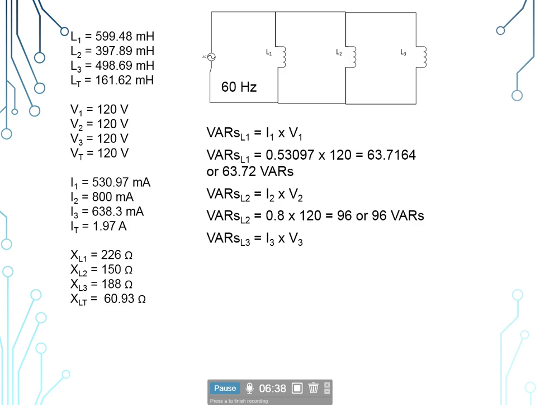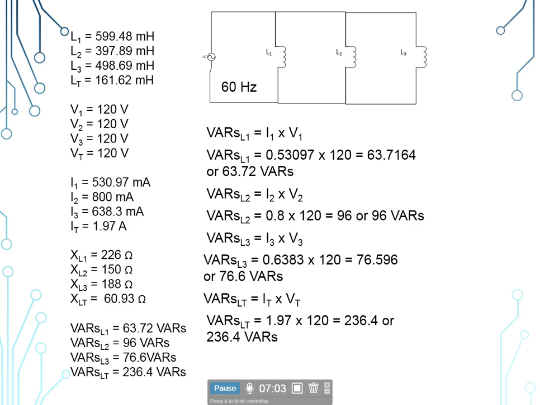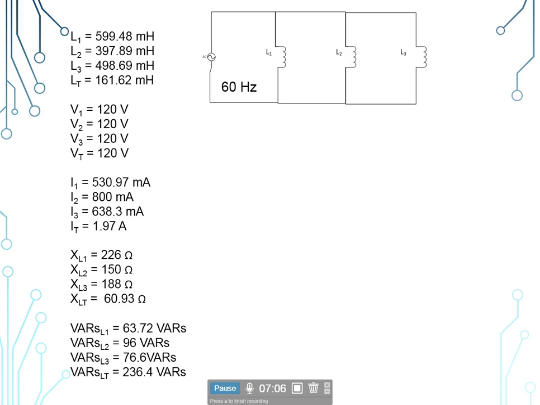VARs sub L3 is equal to I sub 3 times V sub 3. And so our 0.6388 amps times our 120 volts gives us 76.6 VARs. And now we need our total. VARs sub LT is equal to our total current times our total voltage, which will give us 236.4 VARs. Now we have our list of our calculated values.